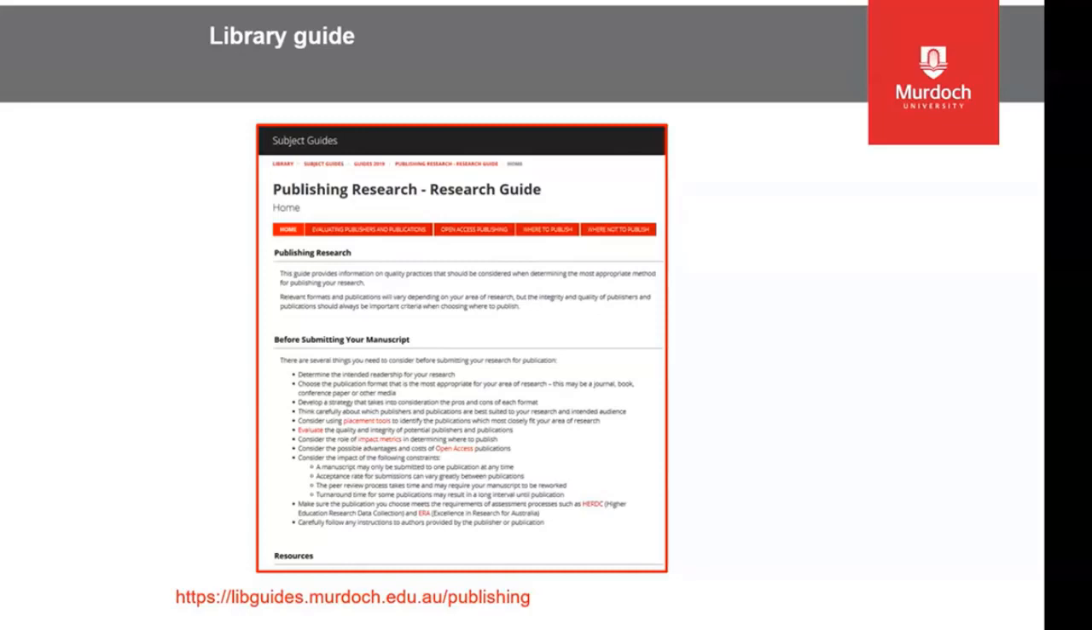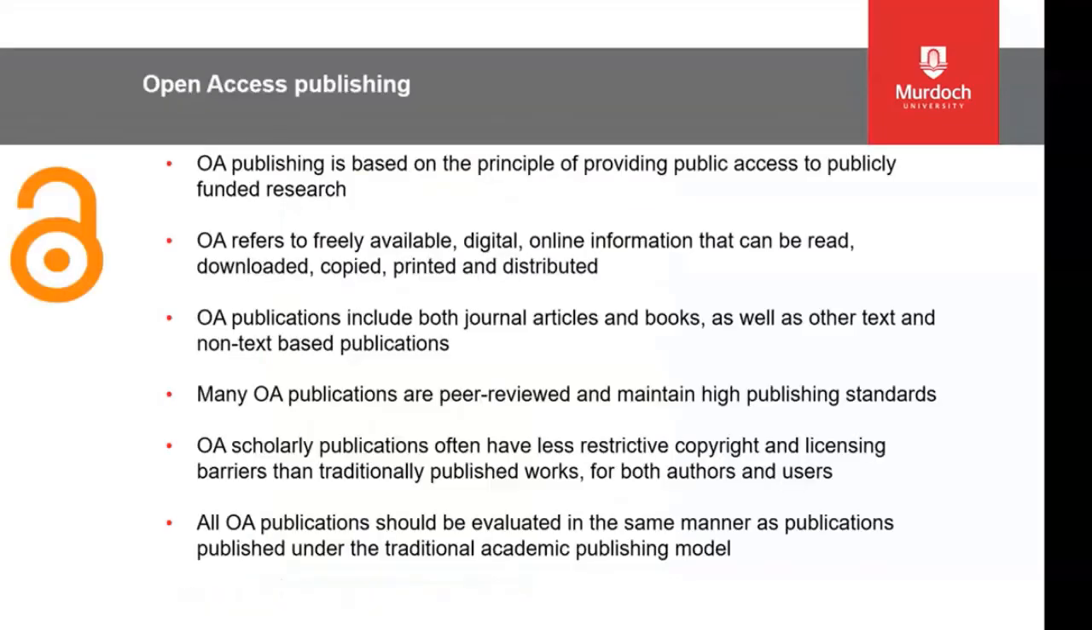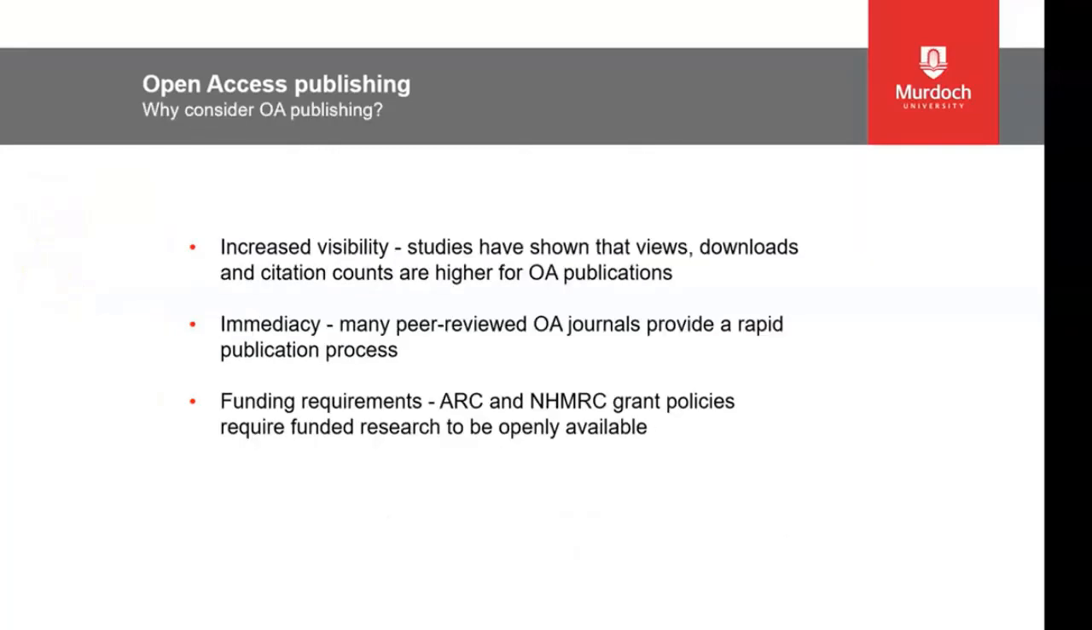Open access publishing promotes public accessibility to publicly funded research via freely available online information. High publishing standards are usually observed, publications are peer-reviewed, and copyright and licensing is usually less restrictive for all parties. You may consider publishing in an open access arena because bigger audiences increase your visibility.